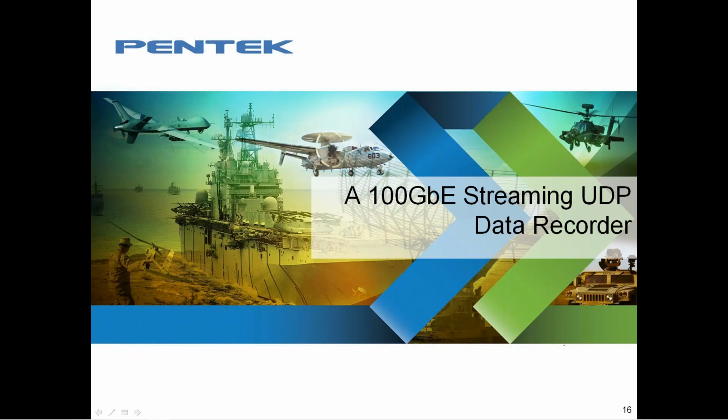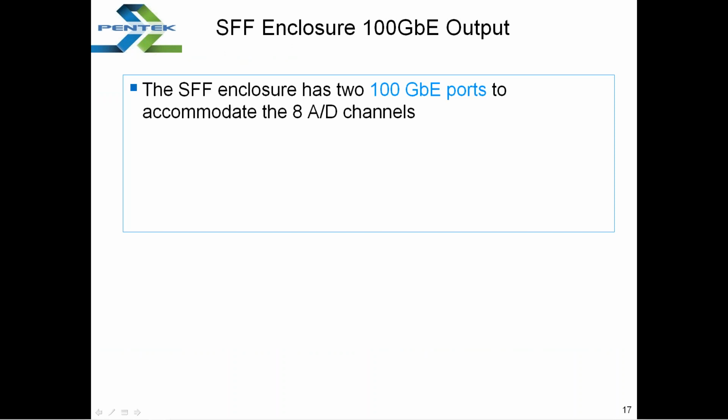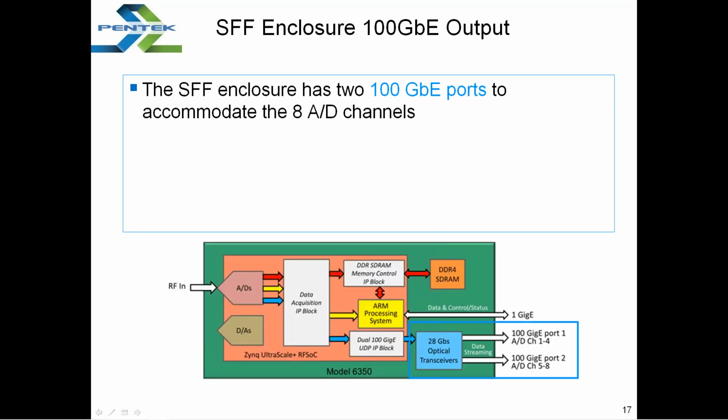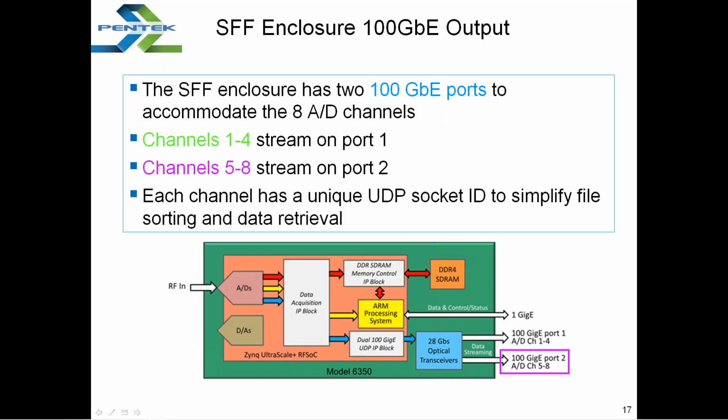An example 100 gigabit streaming recorder. The small form factor enclosure that we have has two 100 gigabit Ethernet ports to accommodate the 8 A to D channels, and you see that highlighted in blue in the block diagram below. Channels 1 through 4 stream on port 1, and channels 5 through 8 stream on port 2. Each channel has a unique UDP socket ID to simplify file sorting and data retrieval.